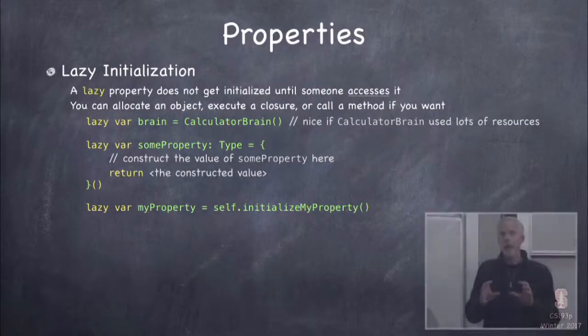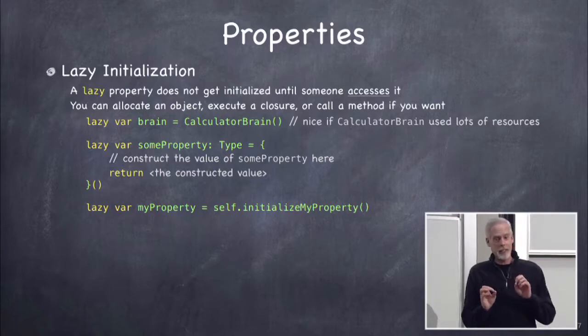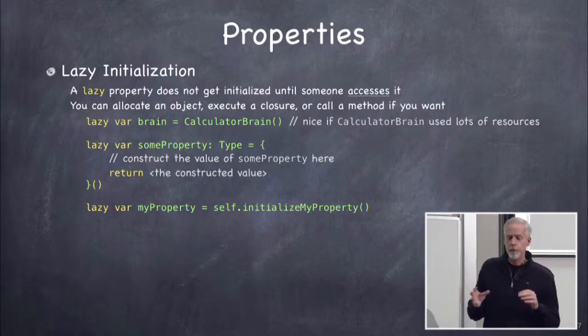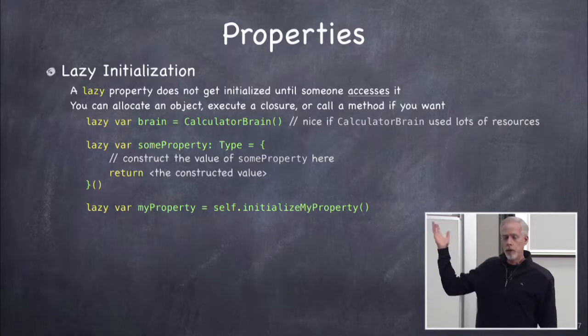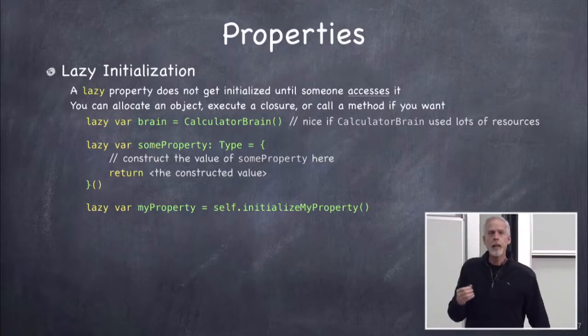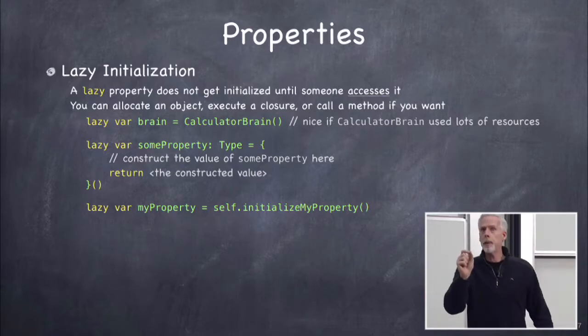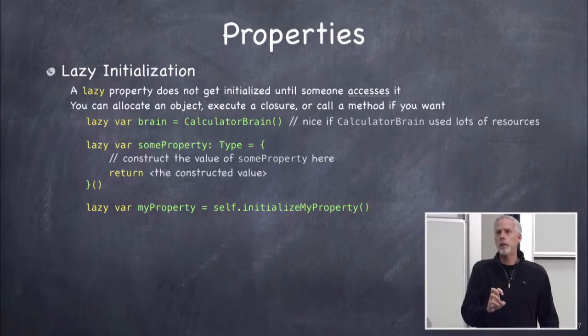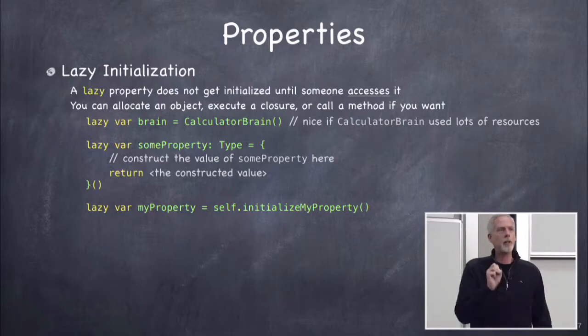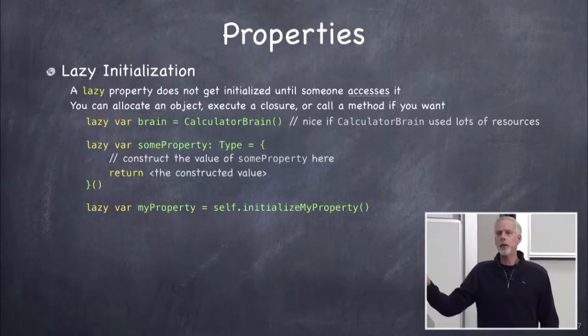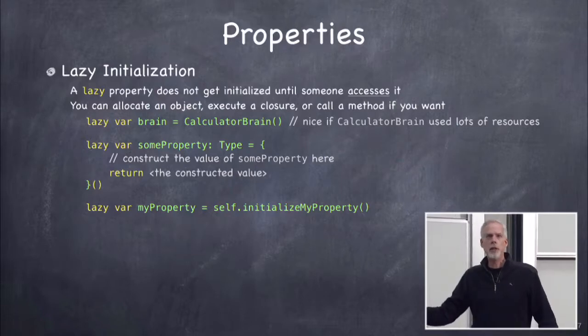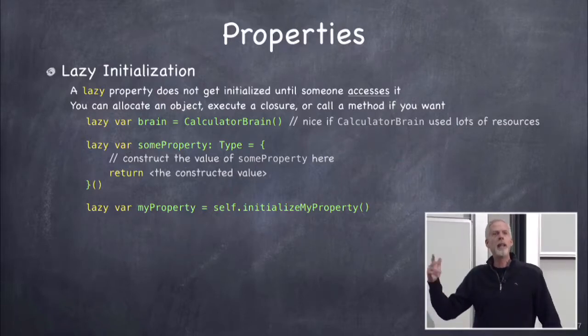Okay, lazy properties. Lazy initialization is a really powerful tool. It's going to get you out of a lot of binds in this class. What does it mean? A lazy var, a var that you say lazy in front of, whatever it's set equal to, that equals doesn't actually happen until someone accesses that var. Until someone asks for the value of that var, it doesn't actually do the initialization there. It doesn't do that equals something. So it's lazy. It's waiting.